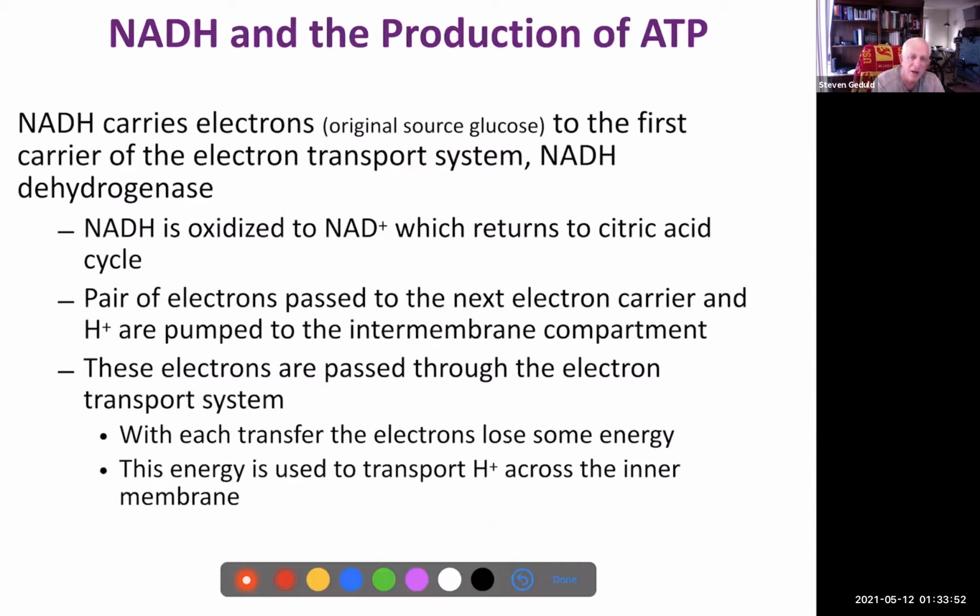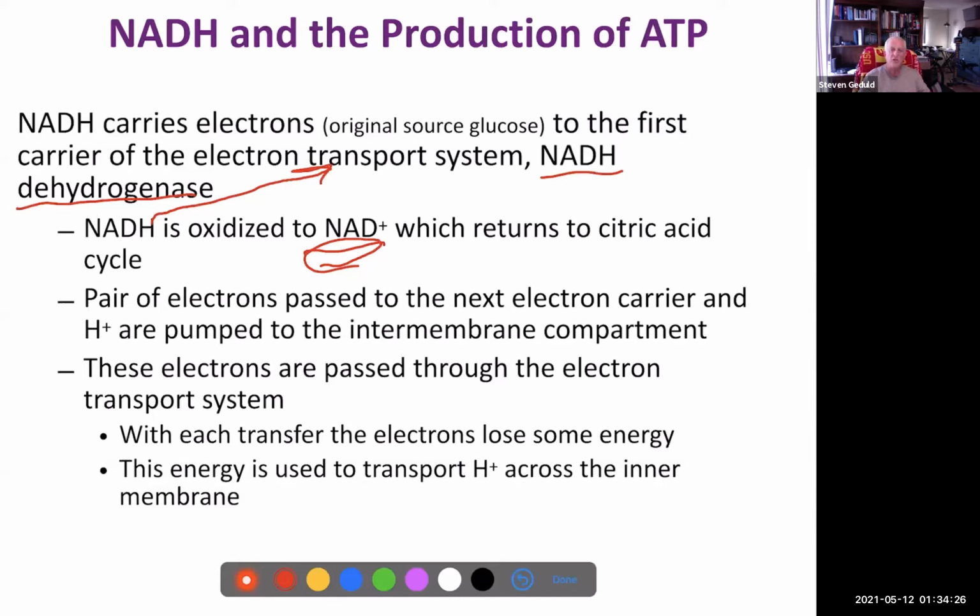So NADH carries electrons. Remember, it came from glucose when it first started, and from pyruvate, to the first carrier in the electron transport system, NADH dehydrogenase. So NADH is oxidized back to NAD+. It takes its hydrogen, gives it to the electron transport chain, and comes back to NAD+, which can then be used again when oxidation occurs in the citric acid cycle to form more NADH. So it kicks right back into the citric acid cycle. NAD+ goes back to NADH again.